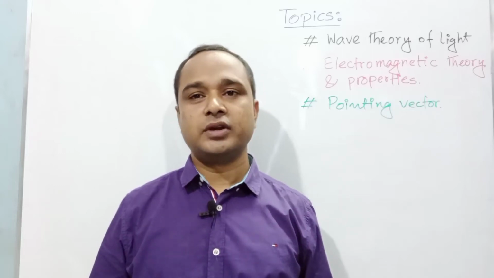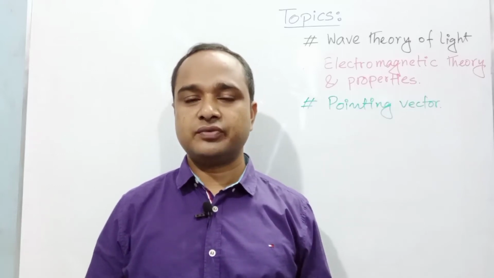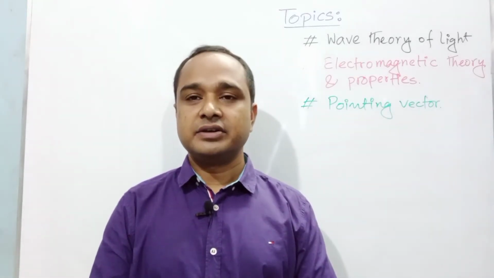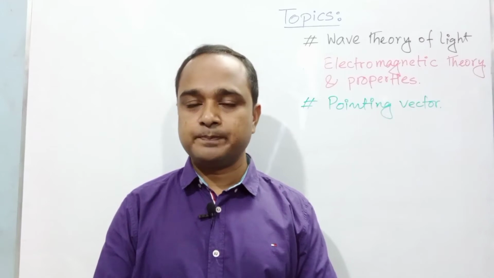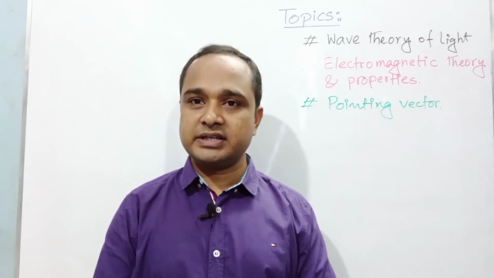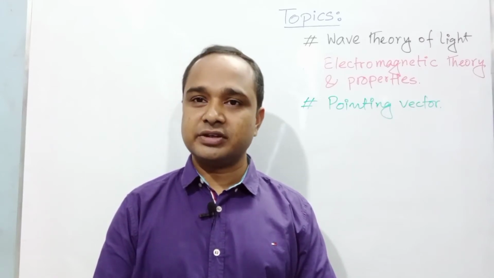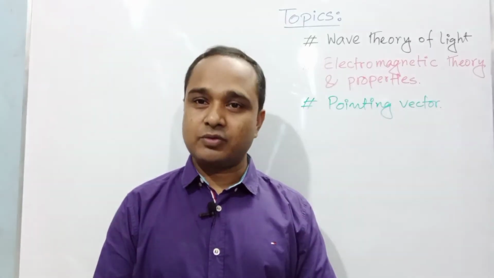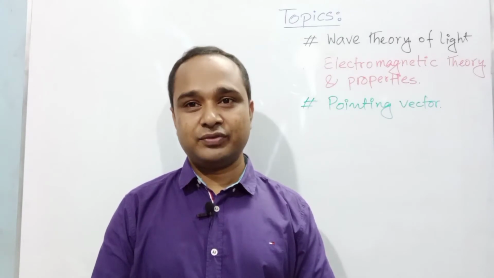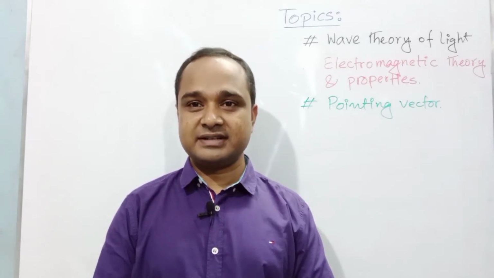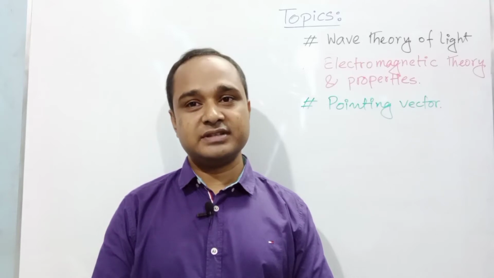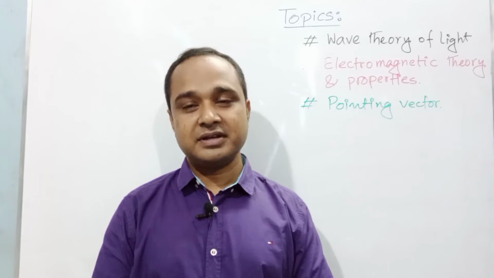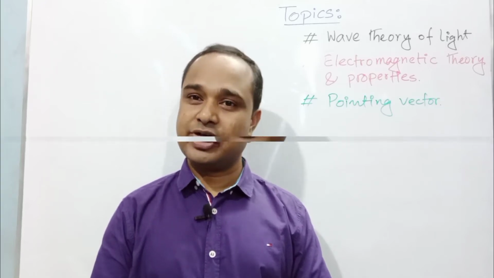Dear students, already we have learned there are 4 theories regarding light so far, and the theories are Newton's corpuscular theory, Huygens wave theory of light, Maxwell's electromagnetic theory of light, and finally Einstein's quantum theory of light. Among the 4 theories, today we will discuss 2 theories, and they are Huygens wave theory of light and Maxwell electromagnetic theory of light.